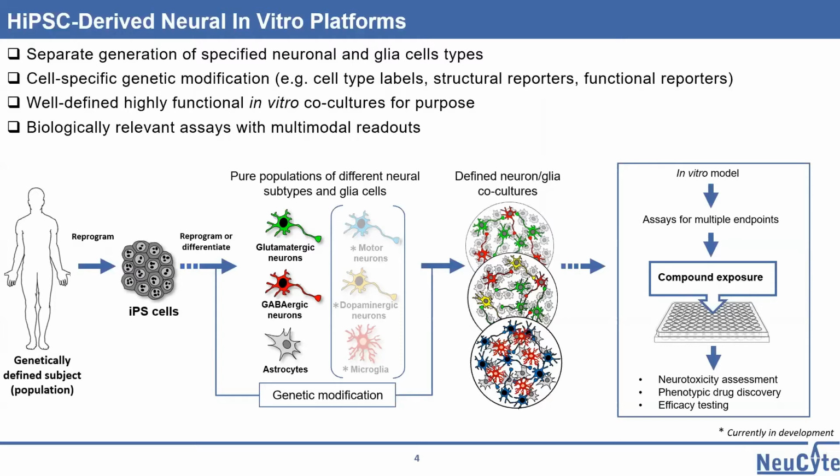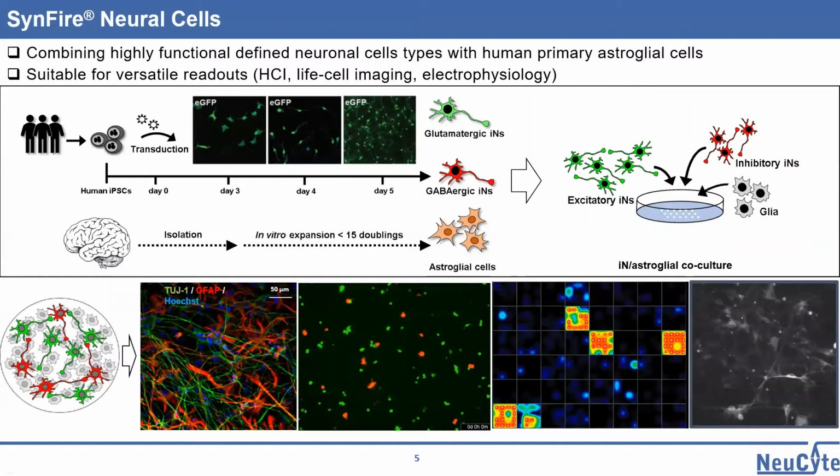Our standard cultures that we are using at Newsight, go to the next slide. One second. Here we go. The standard cultures that we are using here, and where all the data that I'm going to present are derived from, consist of a glutamatergic excitatory cell type and a GABAergic inhibitory cell type in a ratio of 70:30 on a bed of primary human astrocytes. This exact configuration we are also providing under the brand name Synfire co-cultures.